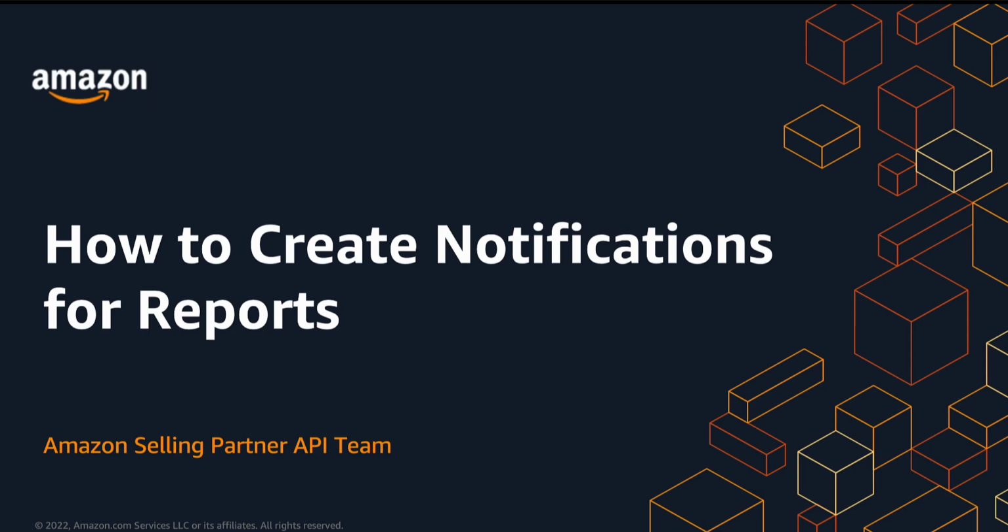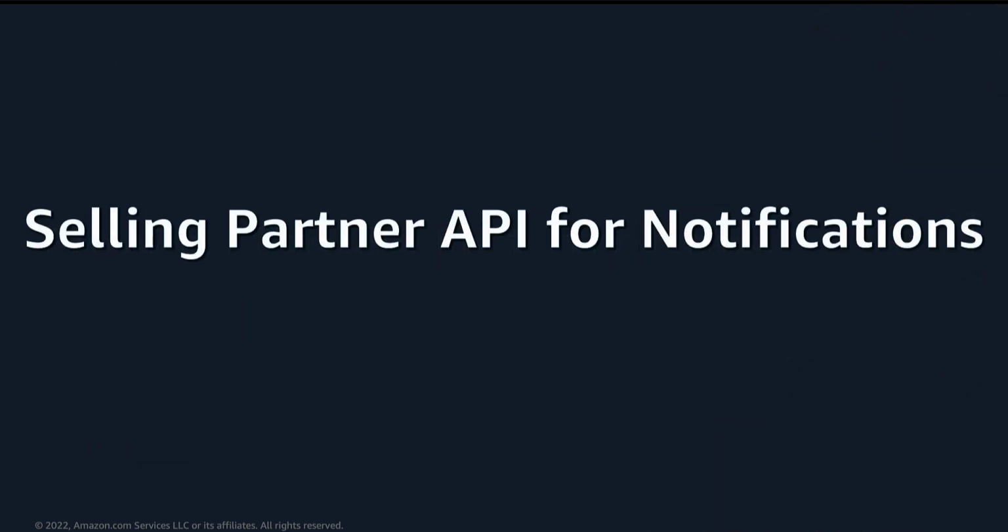In this video, I will walk you through the steps to create notifications for reports. Did you know that you can subscribe to different types of notifications relevant to a selling partner? So instead of polling for information, your application can receive it directly from Amazon when an event triggers a notification to which you subscribed. So how do we achieve this? By using Selling Partner API for notifications.